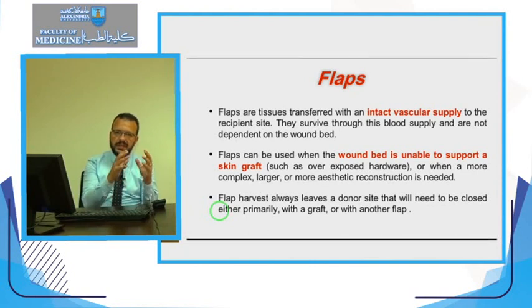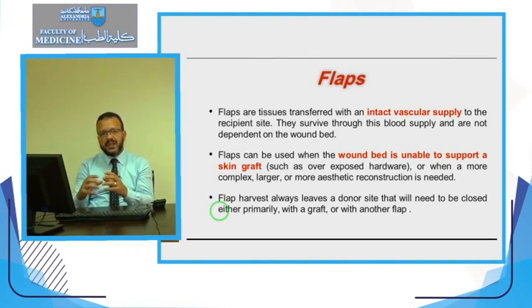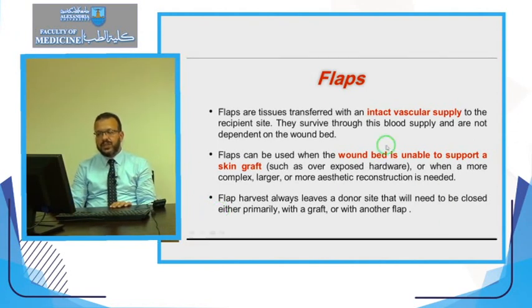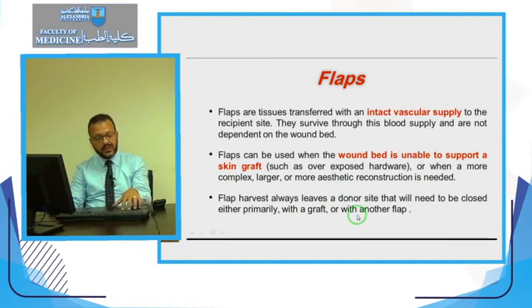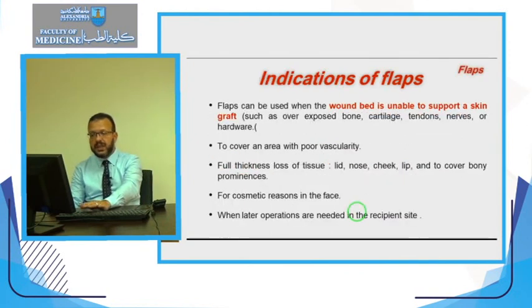So the graft is dependent in its blood supply on the recipient site. The flap is dependent in its blood supply on the donor site, so it doesn't require a vascular bed in the recipient site. Flaps are tissues transferred with intact vascular supply to the recipient site. They survive through this blood supply and are not dependent on the wound bed. The flap harvest leaves a donor site which is a defect. We have a donor site that we harvested a flap from, so we leave behind in the donor site a defect that has to be reconstructed.